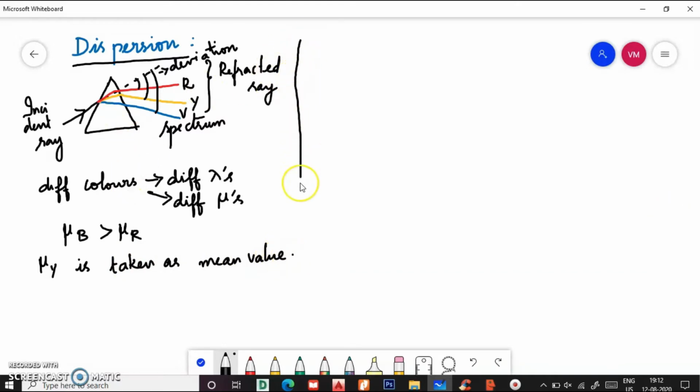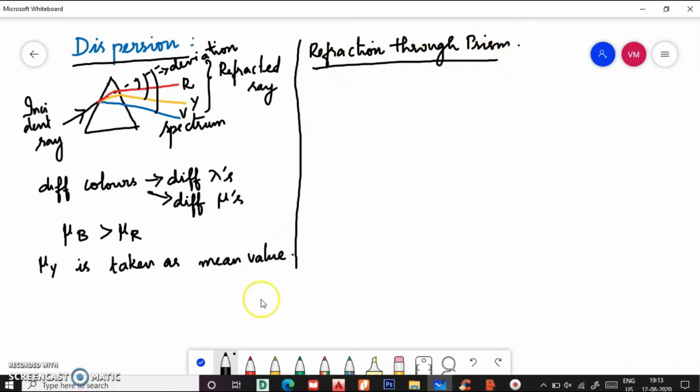Now I am moving to the next topic, which is refraction through a prism. What is meant by refractive index? It is nothing but the ratio between the speed of light in air to the speed of light in a medium. So this is refractive index. Let me write the refractive index equation in terms of the angle of prism and angle of minimum deviation. It is mu equals sine of (A plus delta m) by 2 divided by sine of A by 2.